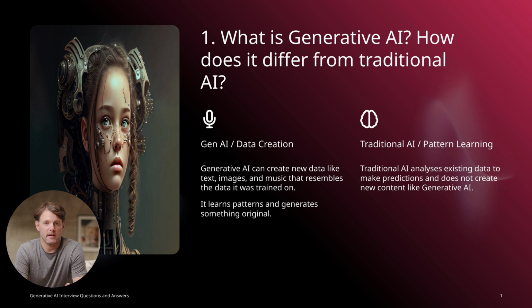What is generative AI? And how does it differ from traditional AI? So, answer for this question is, generative AI can create new data, like text, images, and music, that resembles the data it was trained on. It learns patterns and then generates something original. Traditional AI usually analyzes existing data to make predictions or classifications, not create new content.